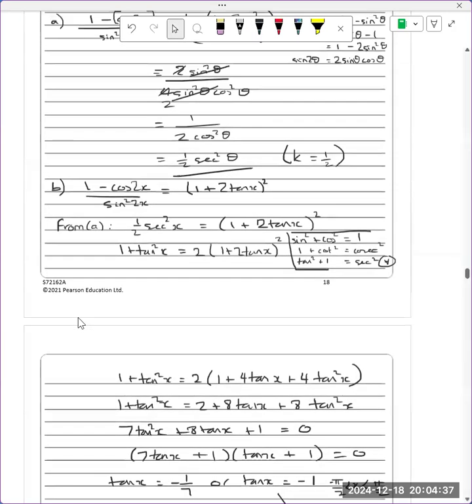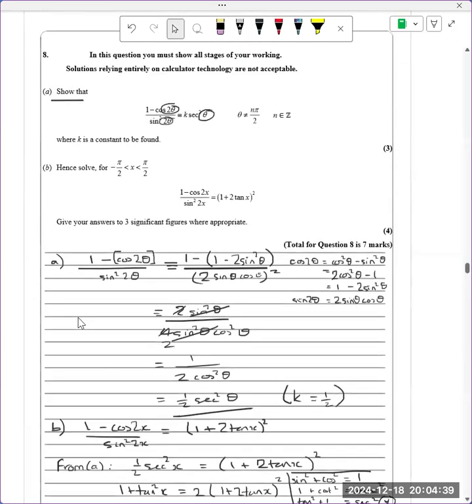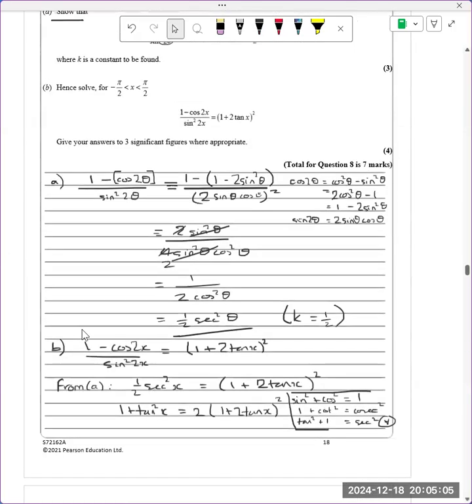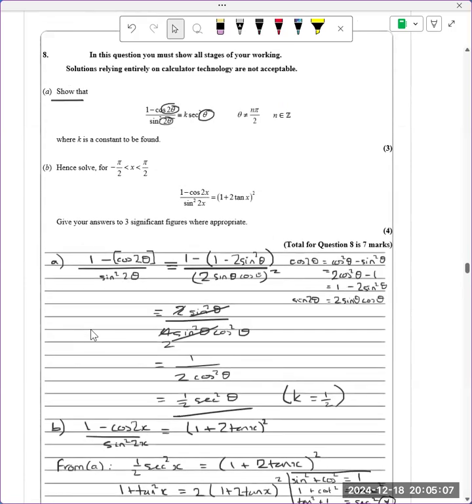Let's just quickly go back. Hence, solve this equation. Give your answer to 3 significant figures where appropriate. Okay, so the answers therefore are negative 0.142 to 3 significant figures, or negative pi over 4. I think those are the answers. Okay. So that, I think we're done. That is question 8.